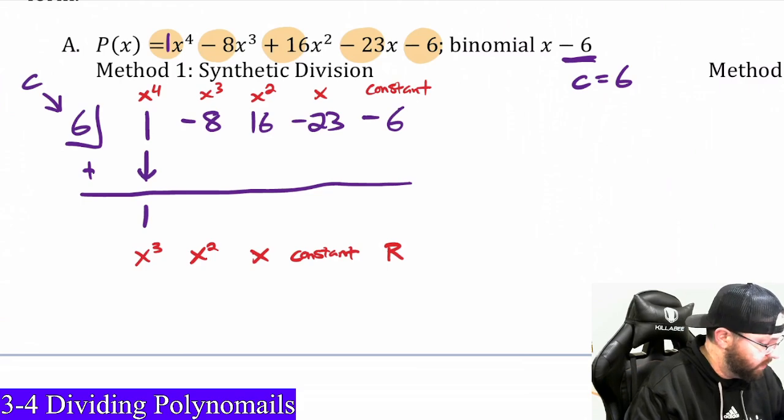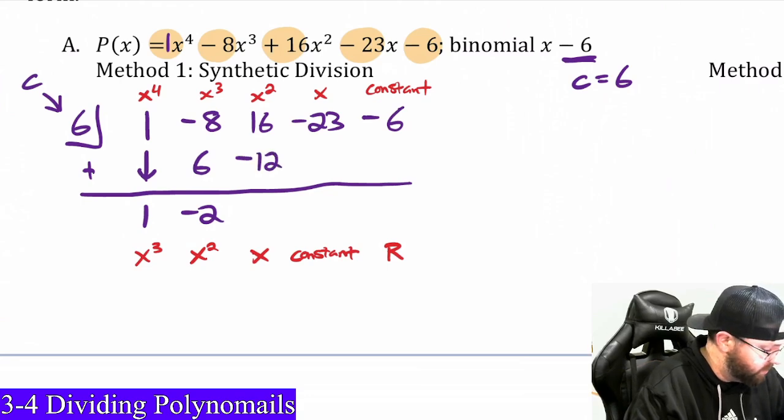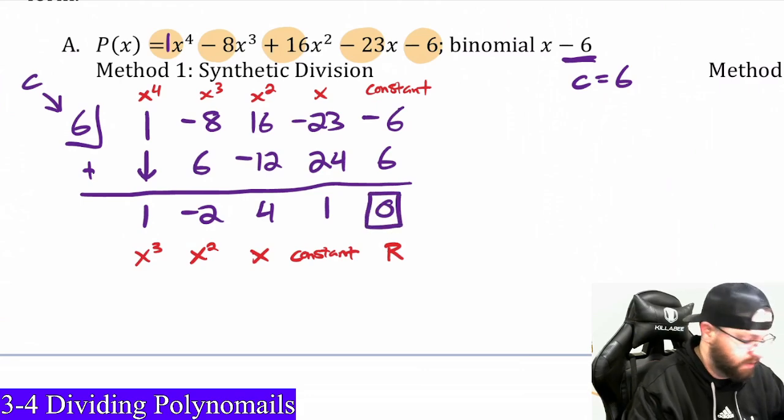Okay, so once again, we're going to take the 1 times 6, we get a positive 6. We're going to add them together, we get negative 2. We're going to take negative 2 now times a positive 6, we get negative 12, and we just continue the process multiplying this number down here times the value of c. So we get 24. This is a 1. And then 1 times 6 is 6. And when I add them together, we get a remainder of 0.